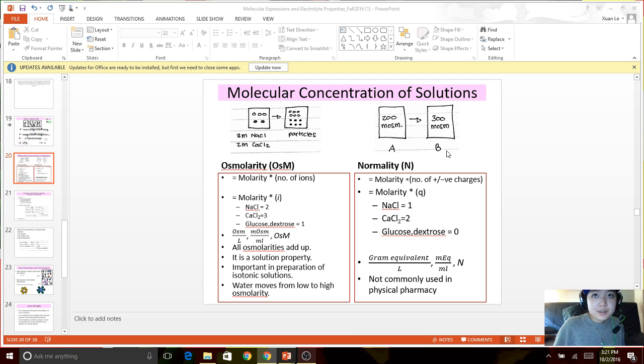Completely different substances could have the same osmolarity. So for example, our plasma is mainly salt and it's isotonic, so it's going to have the same osmolarity as 0.9% sodium chloride solution. And we're not even going to talk about normality.